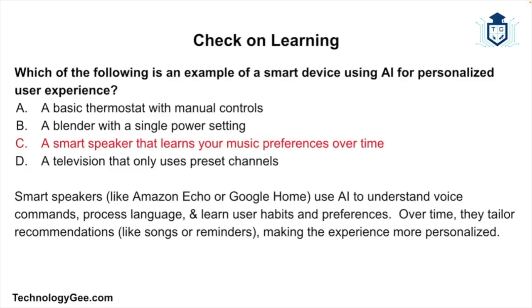So, smart speakers like Amazon Echo or Google Home use AI to understand voice commands, process language, and learn user habits and preferences. And over time, they tailor recommendations like songs or reminders, making the experience more personalized.